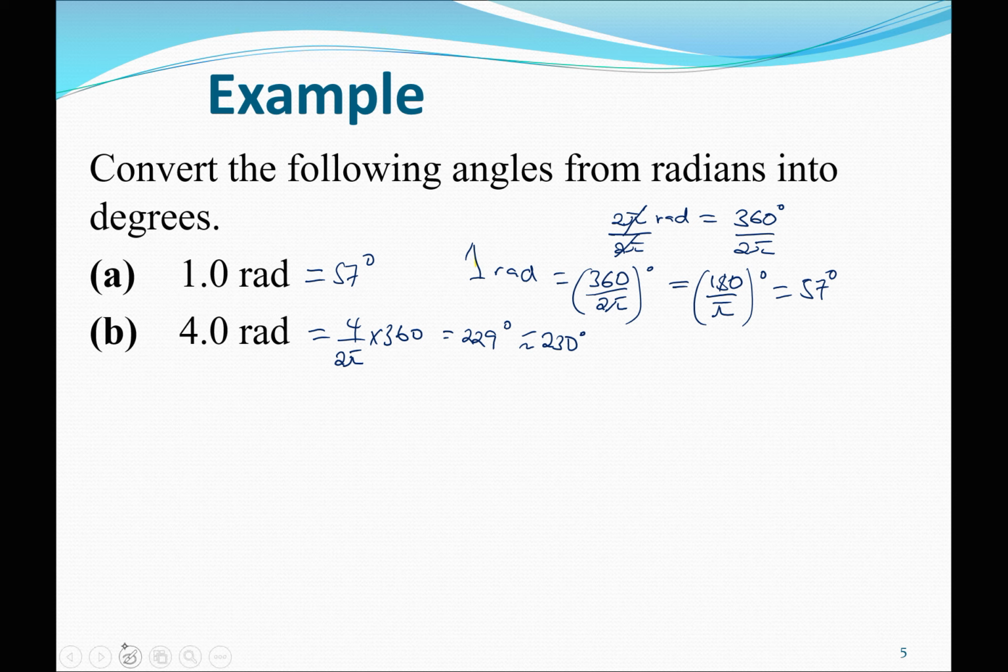Then we have 0.15 radians. This will be equal to 0.15 divided by 2 pi times 360, so this would be 8.6 degrees. So that is how we convert degrees from radians.